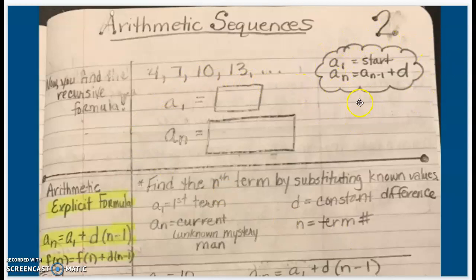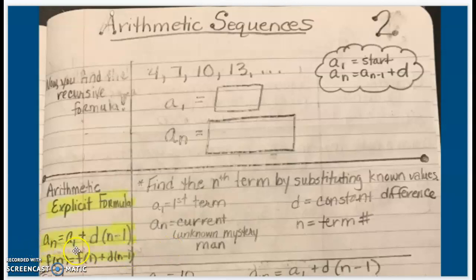Remember, here's your generic formula. This is what you need to be thinking about while you're going through this. So pause the video. Unpause. Here we go. So the explicit formula, the arithmetic explicit formula, is very simple, much simpler.